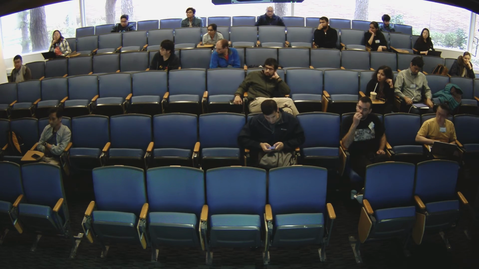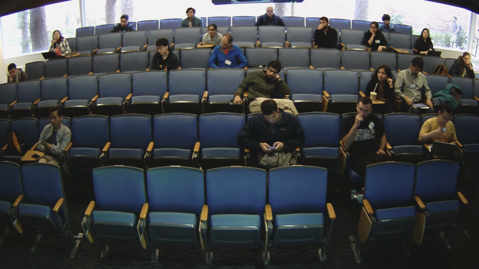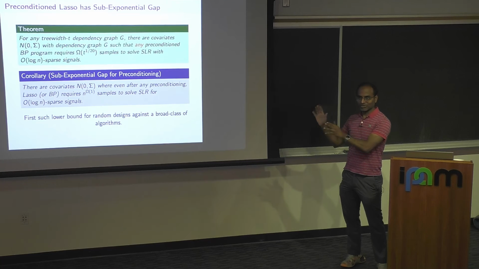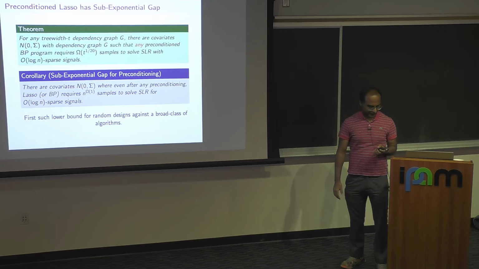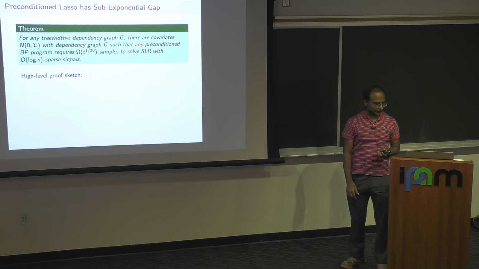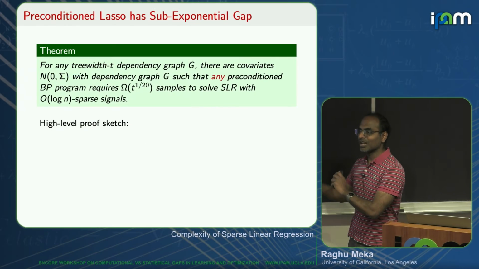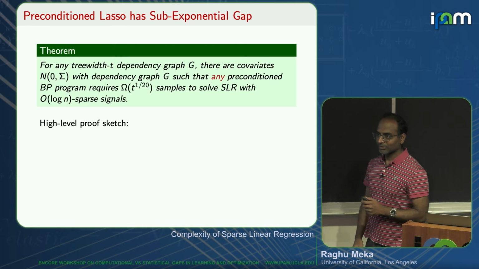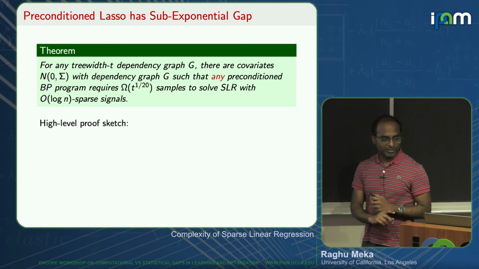I see. Yeah? By any preconditioner, you mean any matrix S? Any matrix S, right? So in fact, it can be randomized too. You cannot even come up with a distribution on preconditioners which will work. The deterministic proof is easier. Randomized took a lot more work. Let me say a minute or two about the proof, but your question?